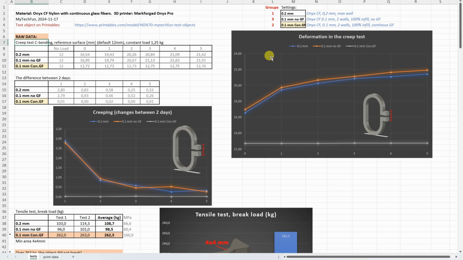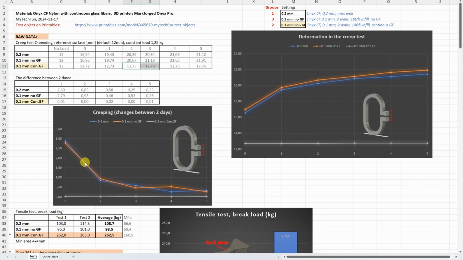Let's start with the creep test, and this is the raw data, the distance between two reference surfaces. More or less we can see that group 1 and 3 are very similar. Group 1 is slightly stronger, and this will be visible constantly during the other tests too. But let's see the creeping, which is the difference between 2 days. And here we can see that on the glass fiber reinforced one, basically zero creeping, almost no changes.